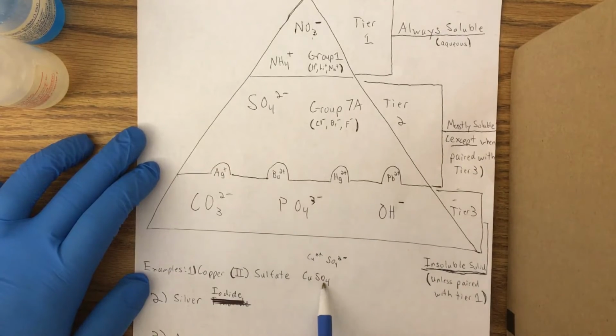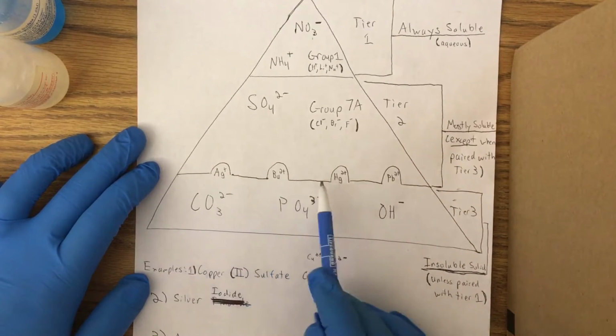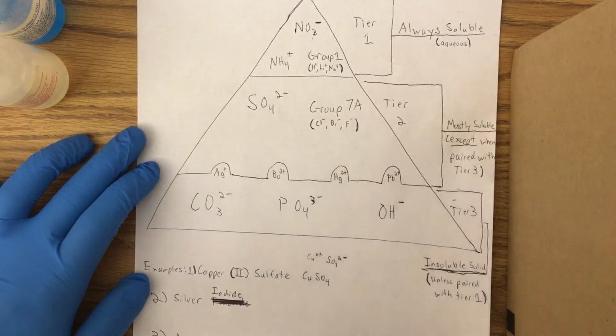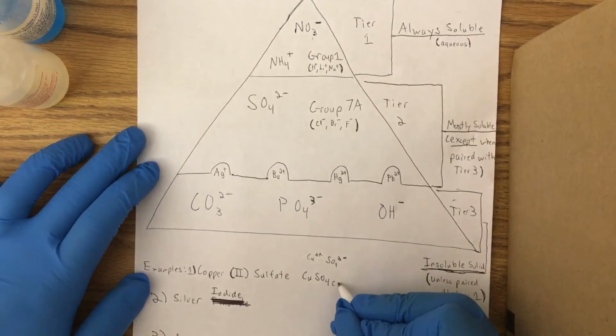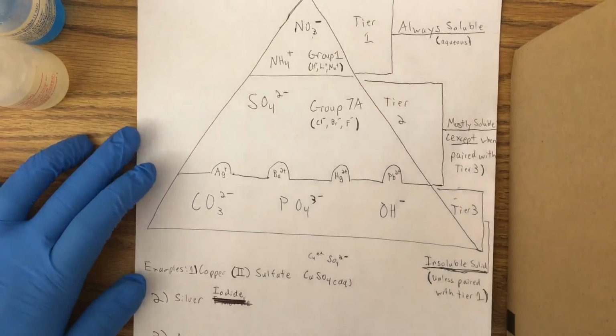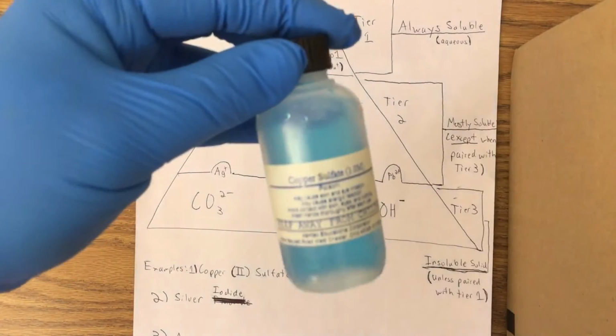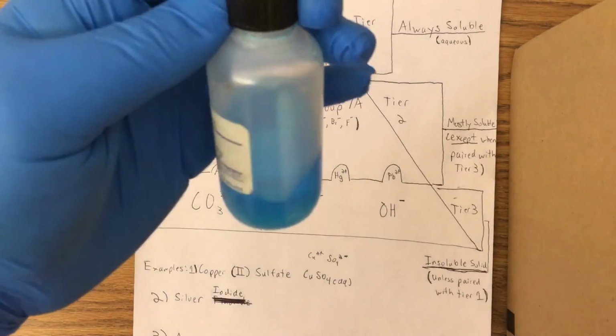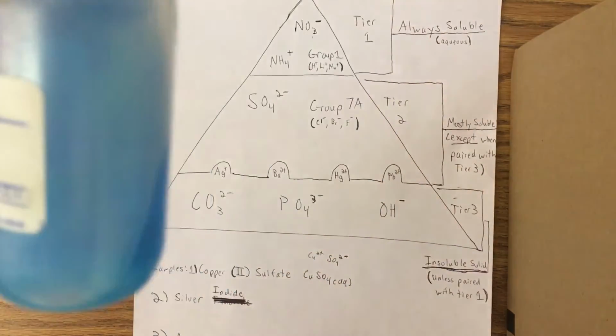So we see that sulfate is not paired with silver, barium, mercury, or lead. So if we saw this in a chemical equation, we could predict that this would be aqueous. And in fact, it is. I have a bottle of copper sulfate right here. And we can see that there's no solid chunks in this bottle. It's all aqueous. It's an aqueous solution.